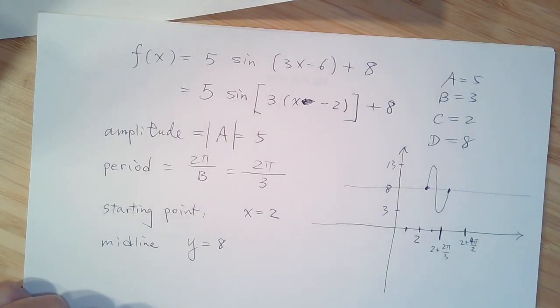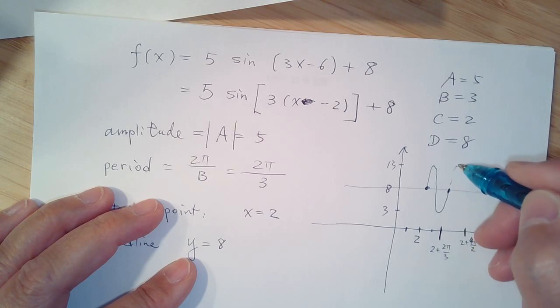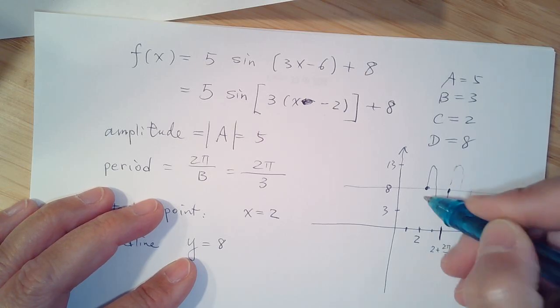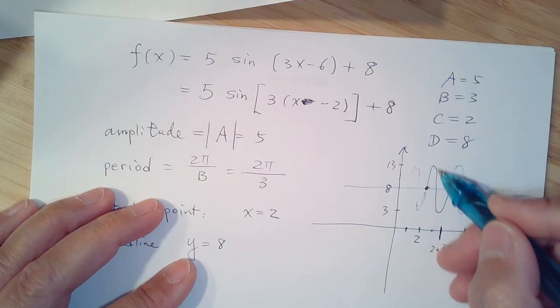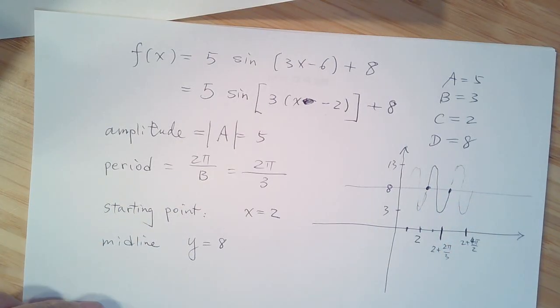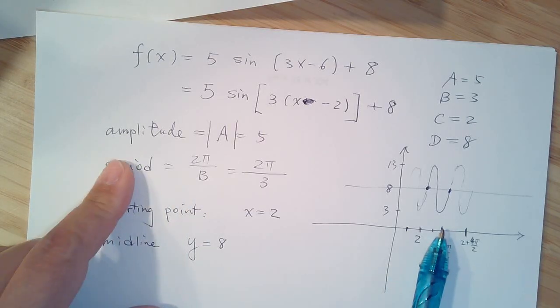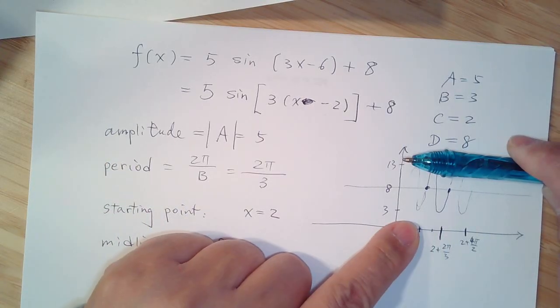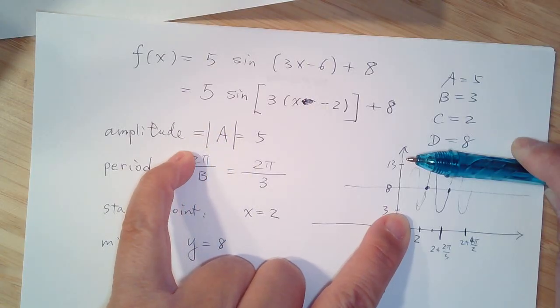That's one period. Once you draw one period, then it's easy just to continue to draw another period, or you can just do one more period. But you can tell from the graph. And of course, if you are given a graph, this is how you identify your A, B, C, D. You find the maximum and the minimum. The difference between the maximum and the minimum should be twice the amplitude.